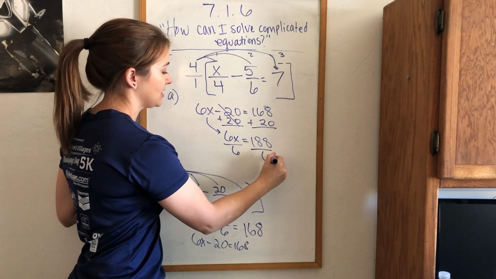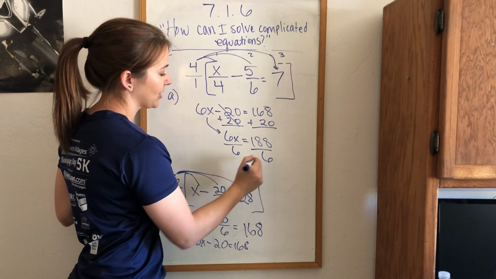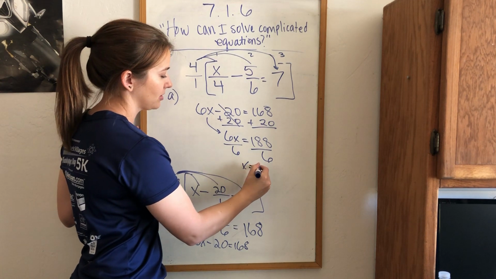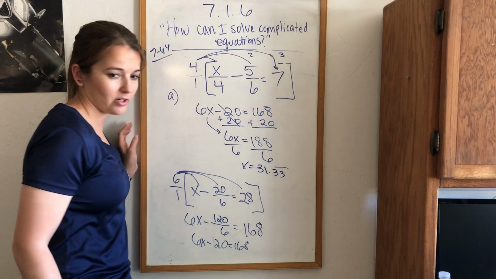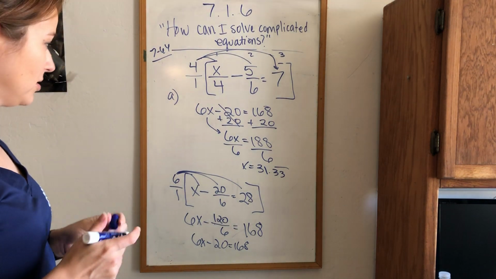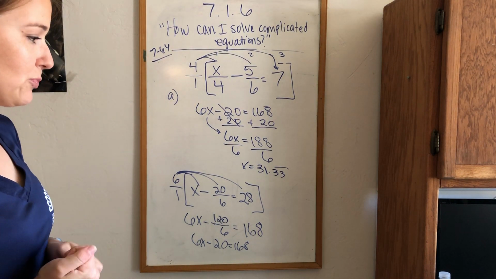Divide both sides by 6. Plug that into your calculator and you will get 31.33 forever, 31 and 1/3. Whew, so that was part B.